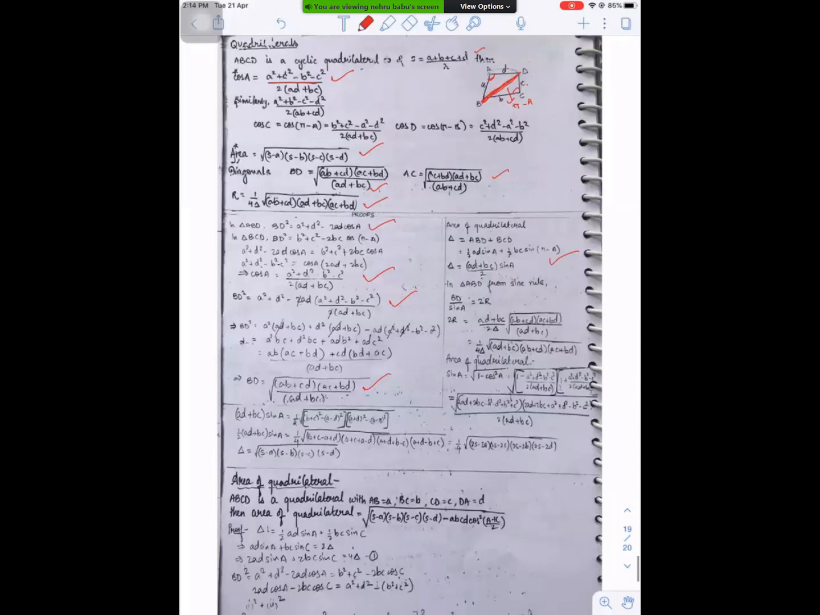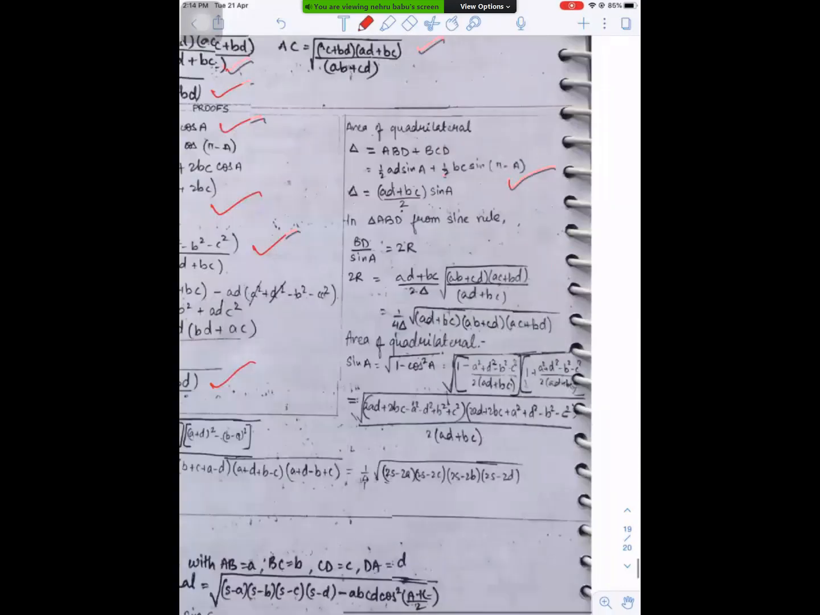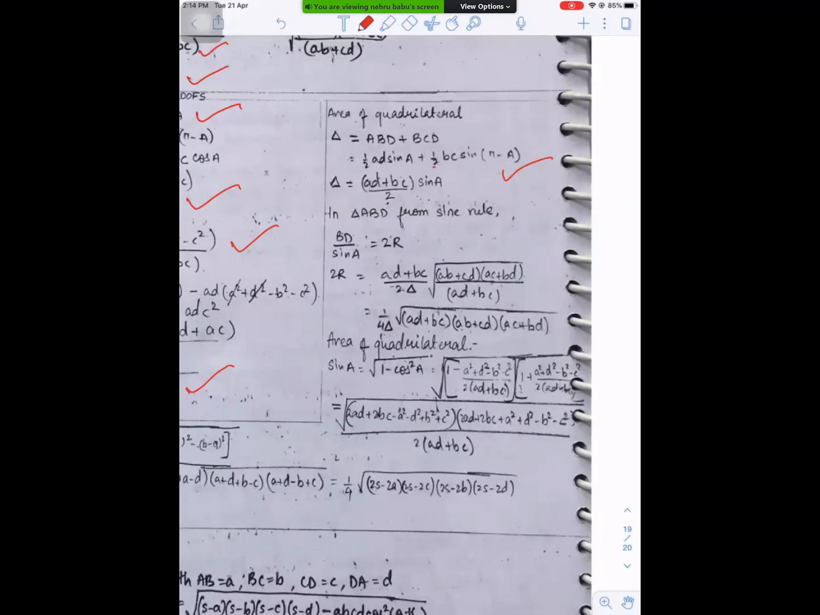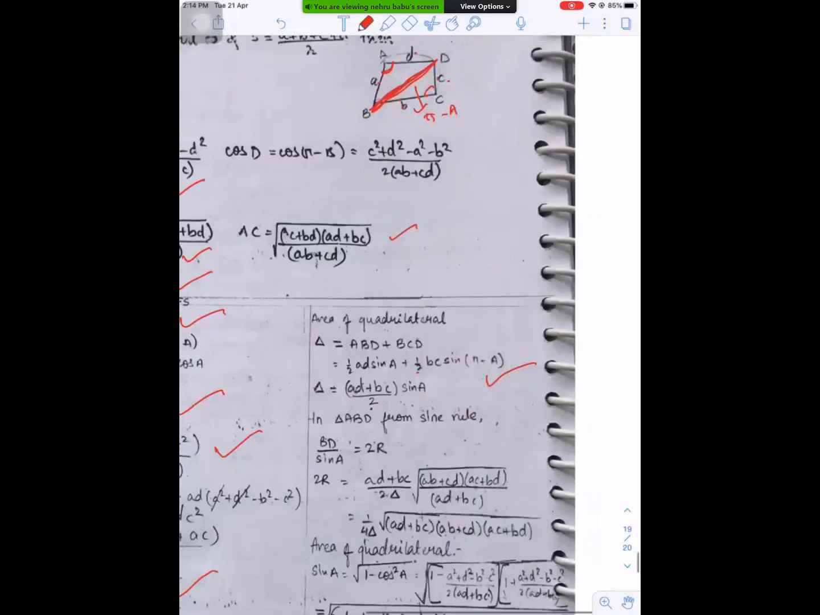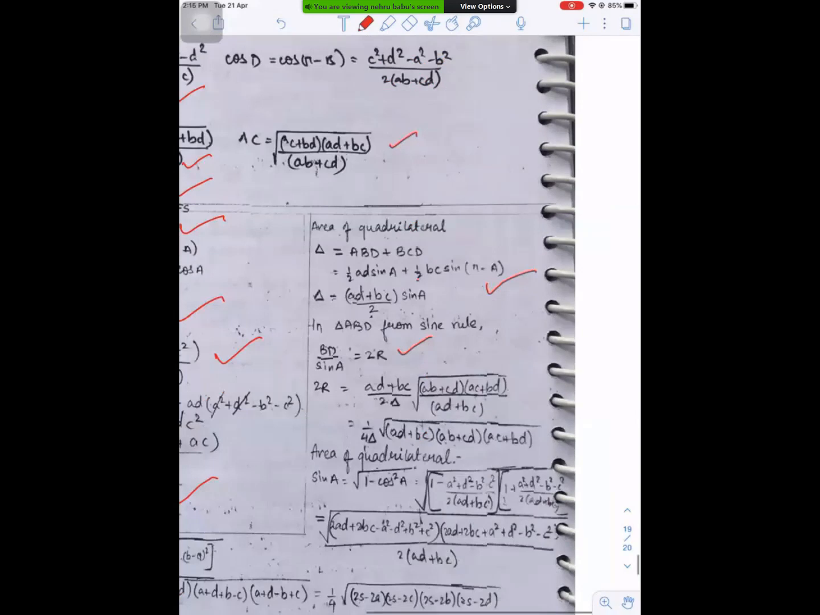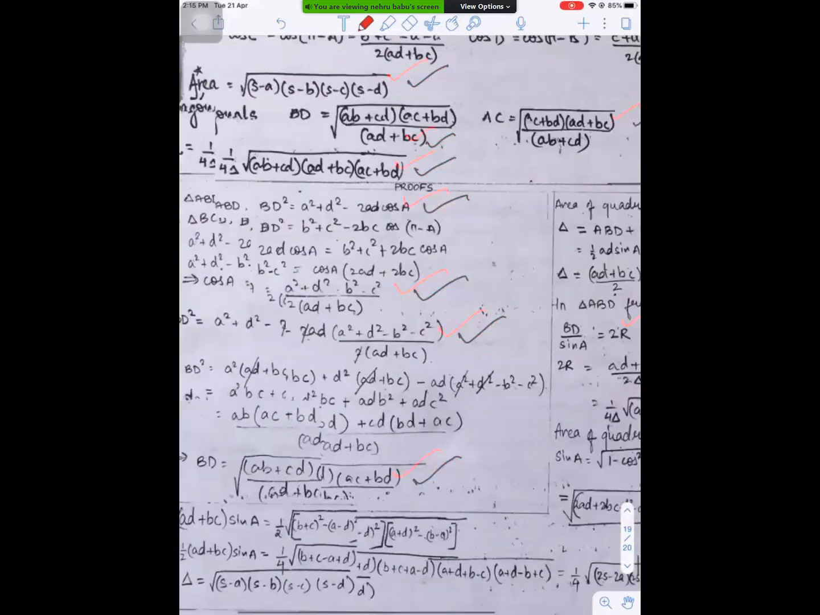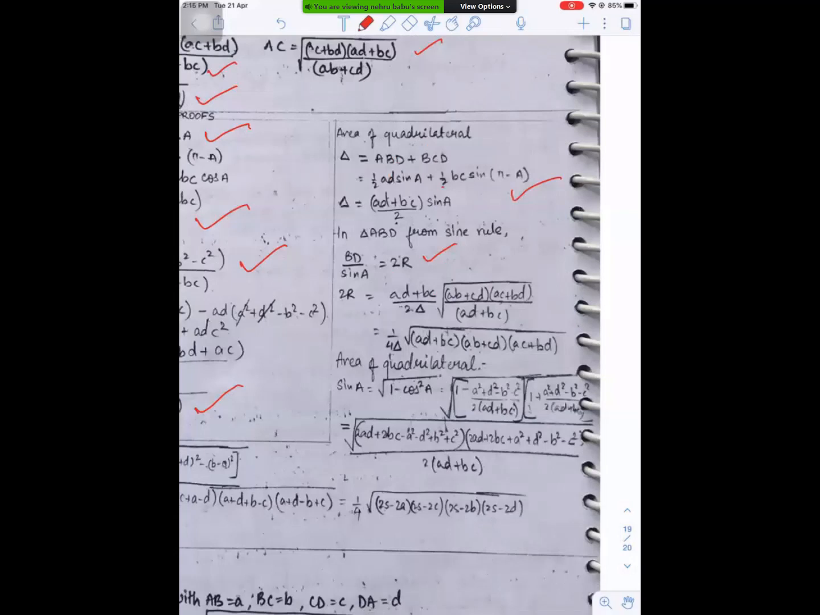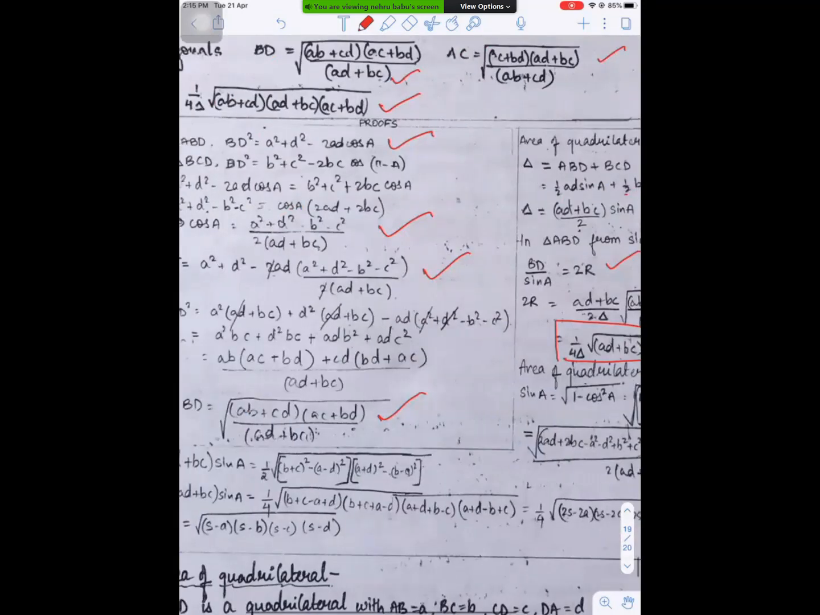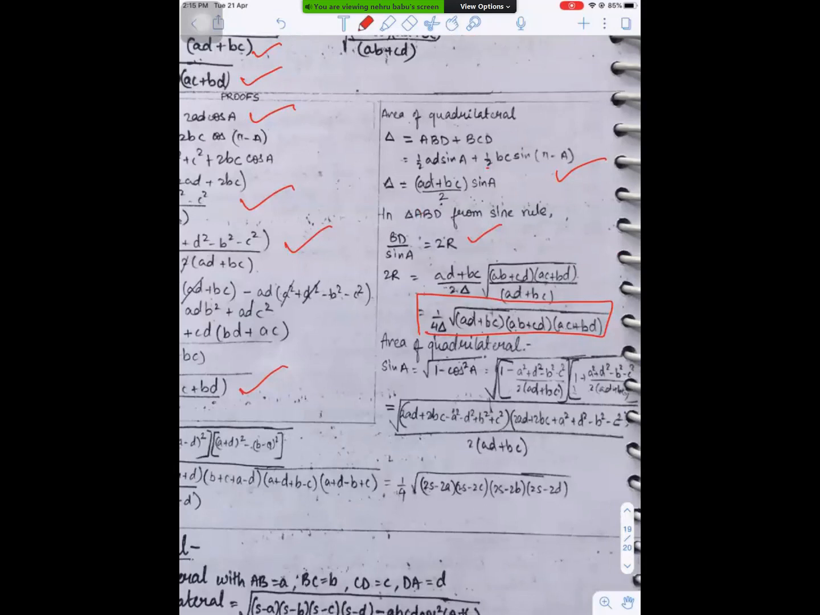calculations are a little lengthy. So what we did, delta equals (AD plus BC) by 2 into sin A. With the help of diagonals we write half of AD sin A plus half of BC sin A. And as it's a cyclic quadrilateral, BD by sin A equals 2R, that also we write. So from that, 2R equals BD length, which we already know, into that part. From that we got this proof: 2R equals 1 by 4 delta into (AB plus CD) into (AD plus BC) into (AC plus BD).